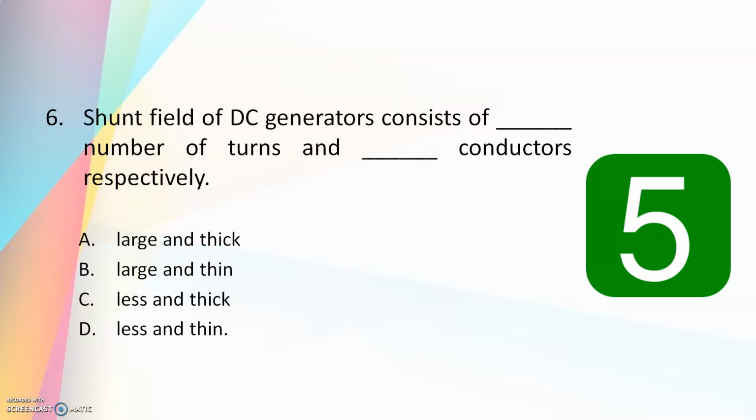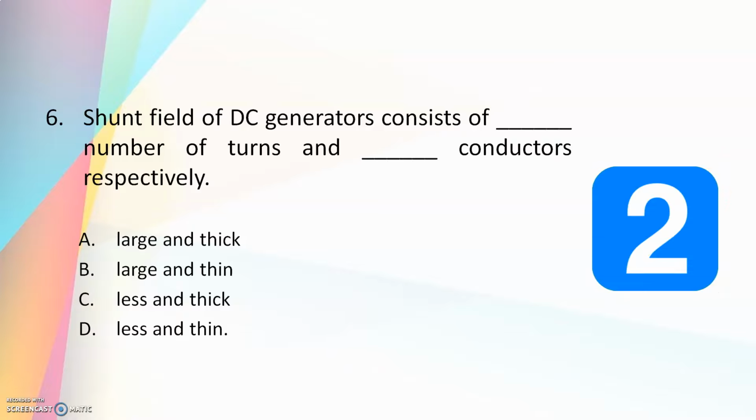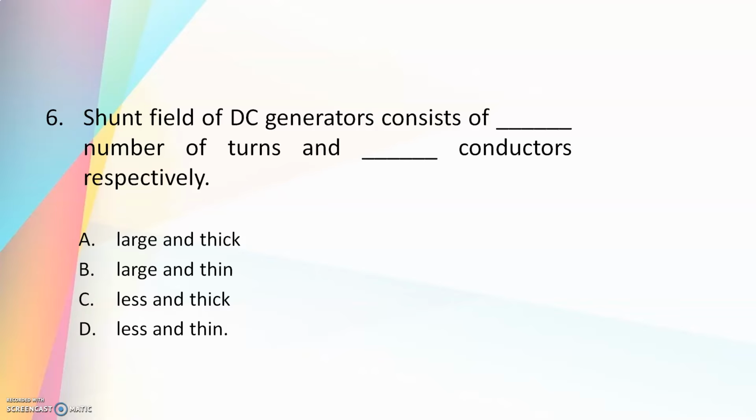Shunt field of DC generators consist of dash number of turns and dash conductors respectively. Large and thick, large and thin, less and thick, less and thin. And the answer is large number of turns and thin conductors. Because to deliver maximum power, armature current must be high and the shunt field current should be minimum.